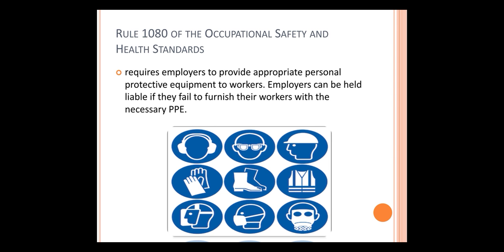So we are done discussing PPE. Now let us discuss what is Rule 1080. Rule 1080 of the Occupational Safety and Health Standards requires employers to provide appropriate personal protective equipment to workers. Employers can be held liable if they fail to furnish their workers with the necessary PPE.